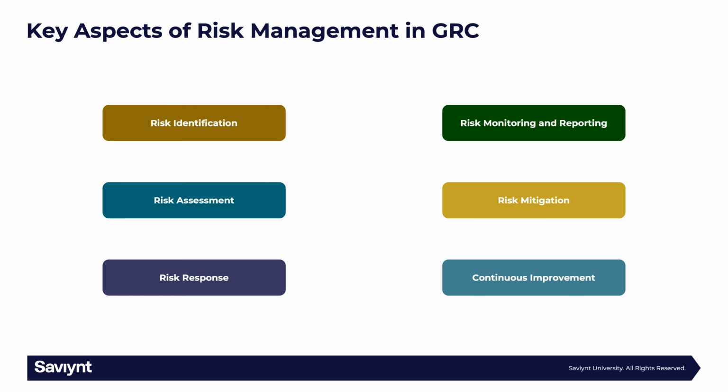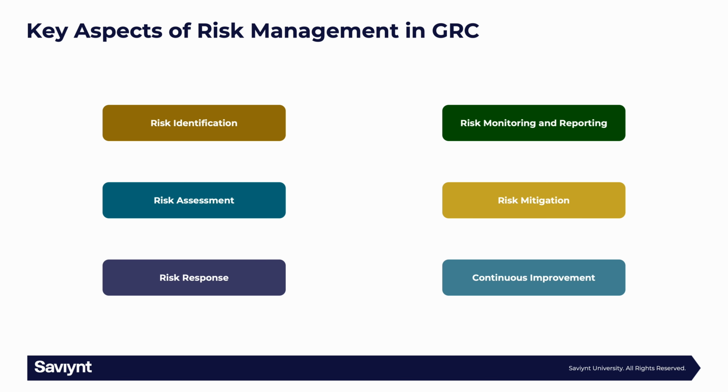Risk monitoring and reporting. Effective risk management requires continuous monitoring to detect new or changing risks and evaluate the effectiveness of existing mitigation strategies. Reporting mechanisms ensure that decision-makers are kept informed about the organization's risk landscape. For example, a company with a risk management framework might use dashboards and periodic reports to track cybersecurity threats and their mitigation progress, informing senior leadership of any significant changes.